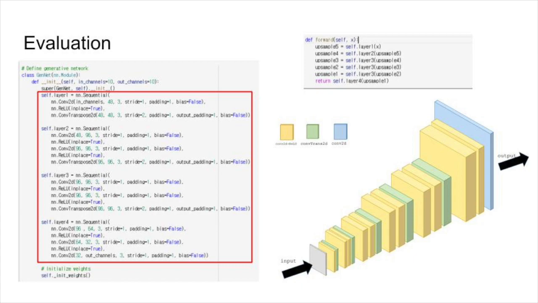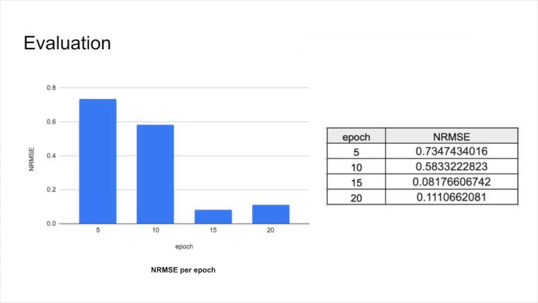There are 4 types of layers composed of convolutional layer, convolutional transpose layer, and ReLU. And our proposed method's structure is stacked in 6 layers. Through this GNN structure and iterative reconstruction process, the initial naive reconstruction image becomes more and more similar to the gold standard. Experiments were conducted with various epochs, and Epoch 15 resulted in the lowest NRMSE, which was 0.08.